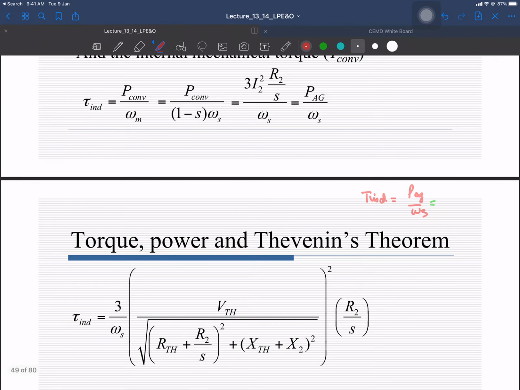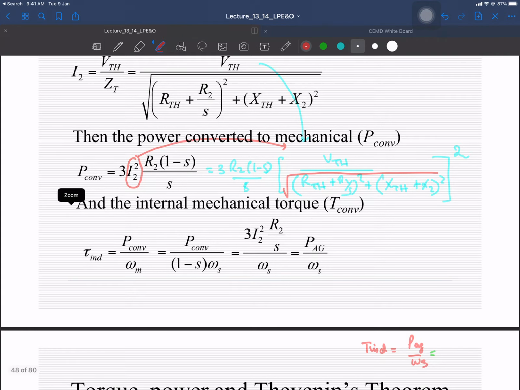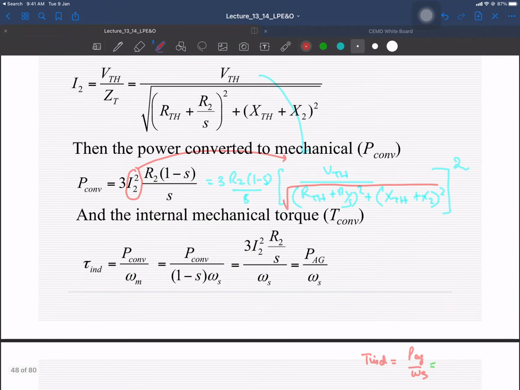Now, simplifying this expression, you can write down the expression for the power conversion, and then you can use that expression in this equation to represent the torque induced. Let's suppose I'm going to take it over here. If I take P converted, and then I write (1 minus s) into omega s, into P converted, and P converted is 3 into R2 into (1 minus s) by s.